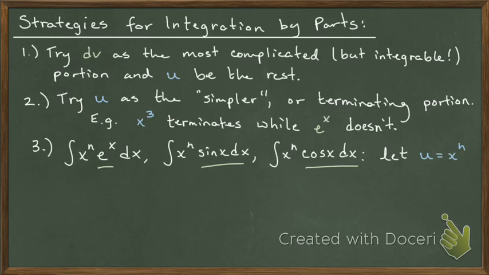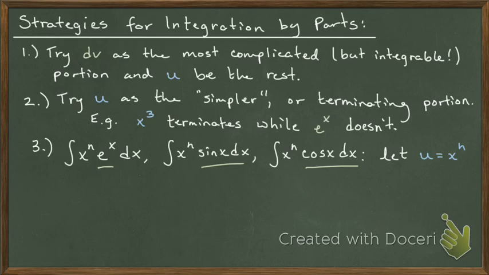But if I can't do any other basic methods here, and I see one of these 3 types show up, your u in integration by parts would be that x to the n. Okay? Then dv would be the rest, and you can go through things pretty easily from there.